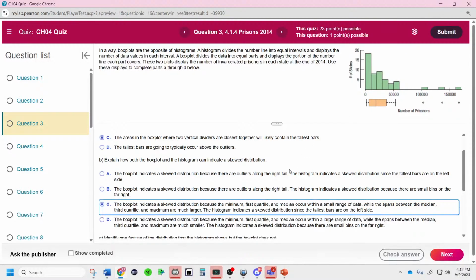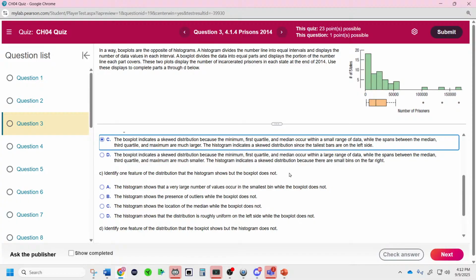Right to the high, left to the low, whatever way the Monster Man's tail goes, the high side, the positive side right there. So really good stuff. And then identify one feature of the distribution that the histogram shows but the box plot doesn't. It could be this slight bimodality. Remember, it shows shape better. The histogram shows the presence of... No, they both show outliers.